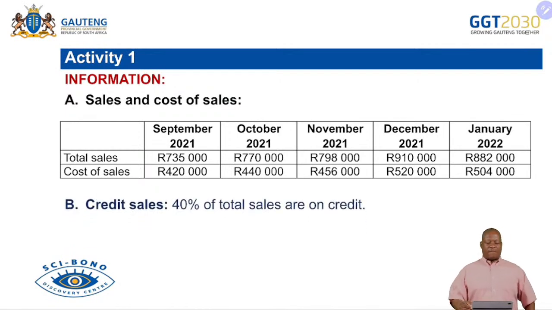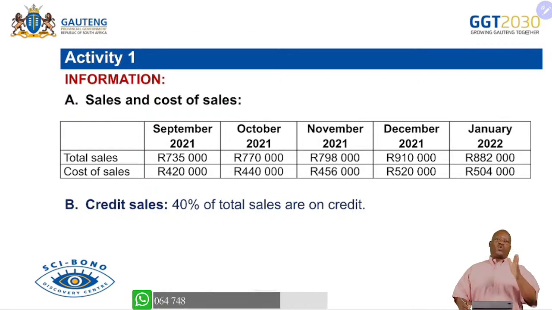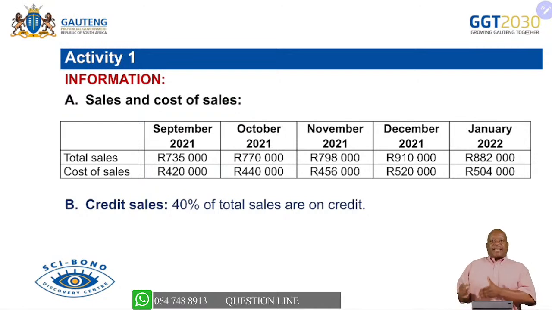Now, they also gave us information B to say there are credit sales. 40% of the total sales are on credit. Remember, when you are preparing a debtors' collection schedule, you can never do it without credit sales figures. So here, what we are given are total sales figures, which we are not interested in per se, but we are interested in credit sales when it comes to the debtors' collection schedule.